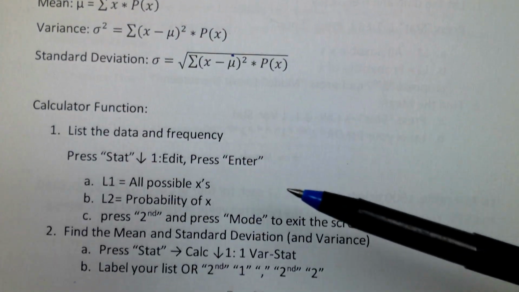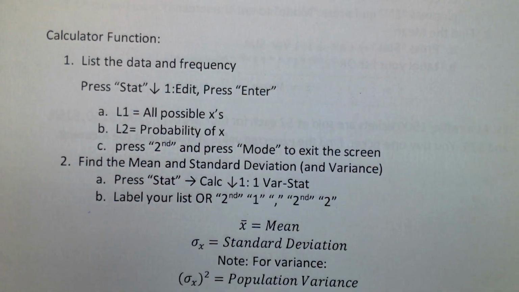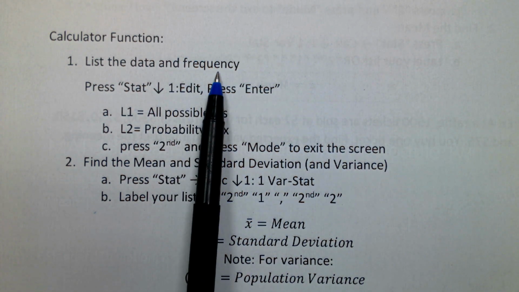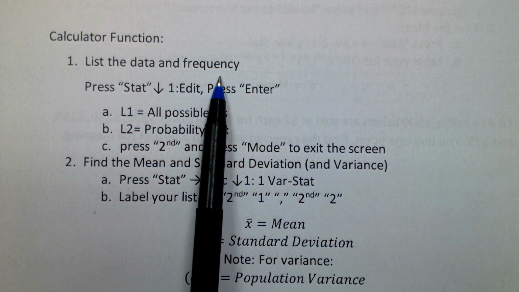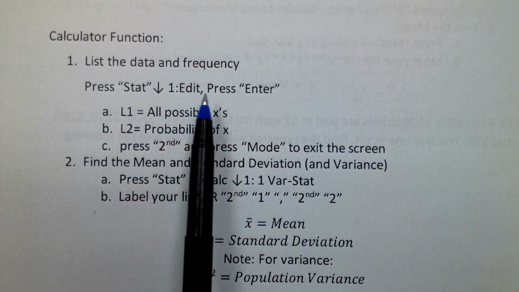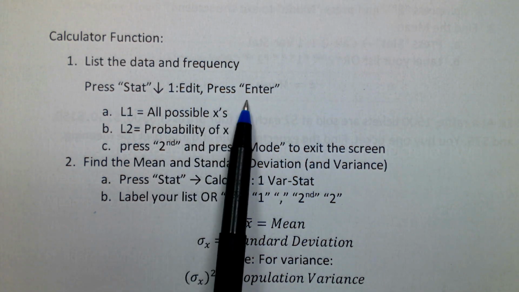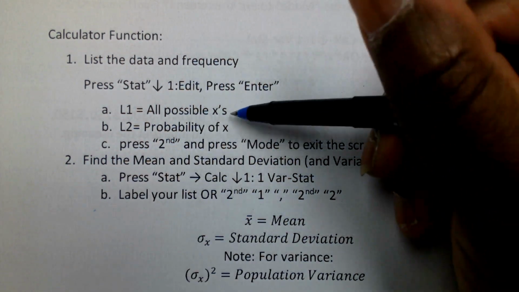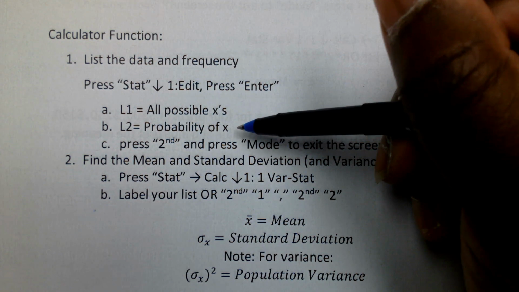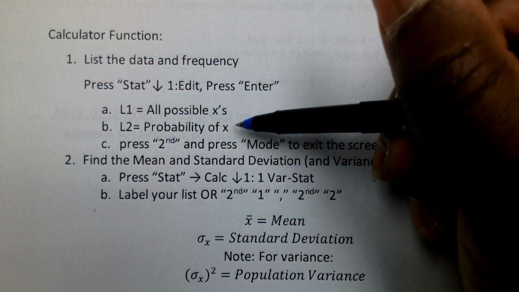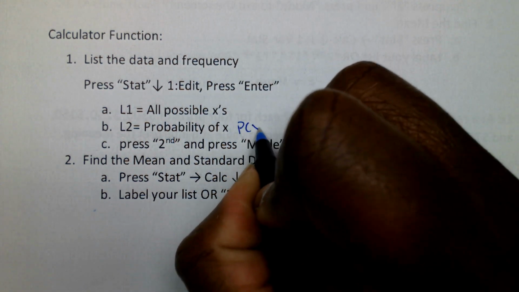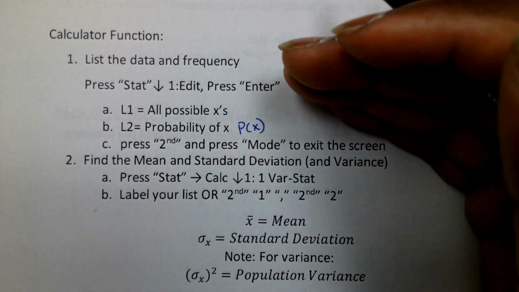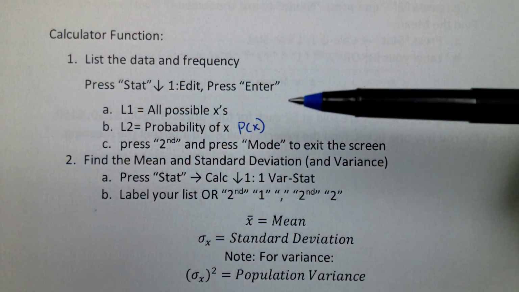So the calculator, how to calculate those in the calculator. You're going to list the data and frequency, and that's stat, edit, enter part. L1 is still going to be your X's. You always put your X's in L1. L2 is going to be the probability of X, your P of X. That goes in L2. So you can either calculate it by hand or let the calculator calculate it itself.